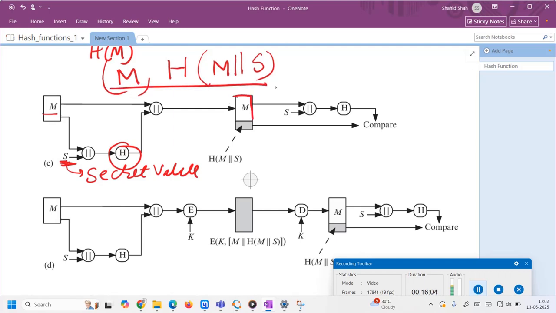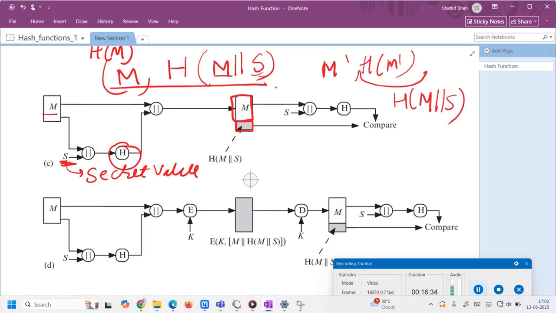See, the upper block contains M and the lower block contains the hash of M and S, not just M. This is the key. Now if a man in the middle attack is performed, that guy does not know S. So if that guy changes M to M dash and puts H of M dash, now what will the receiver do? The receiver will think that this is not the hash of M dash, rather this is the hash of M concatenated with S. It will try to compute that, and when it does that, it will immediately know that the message has been compromised.